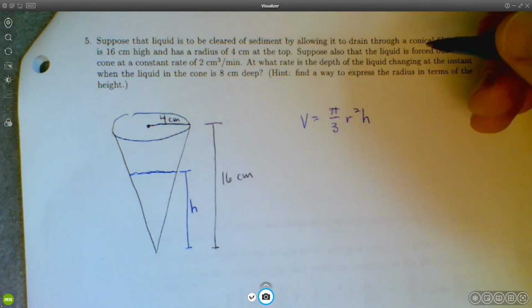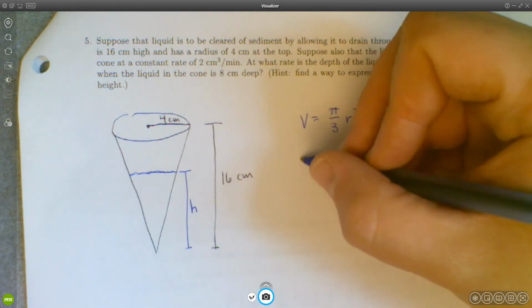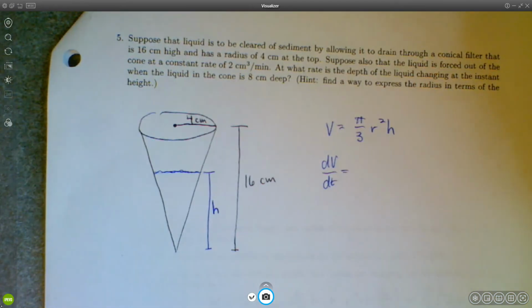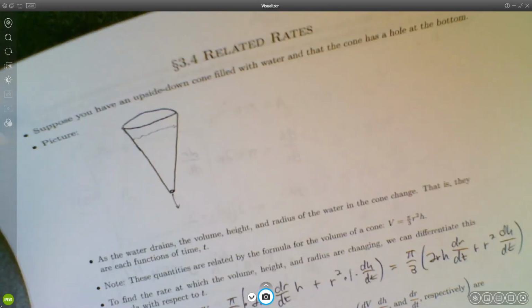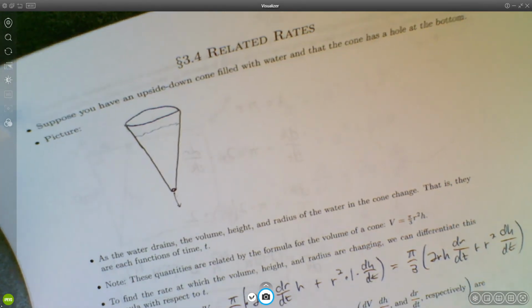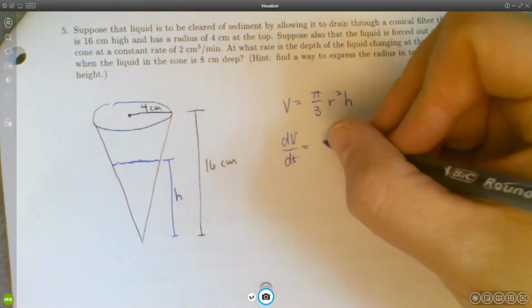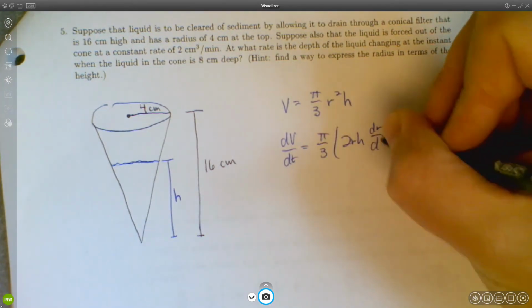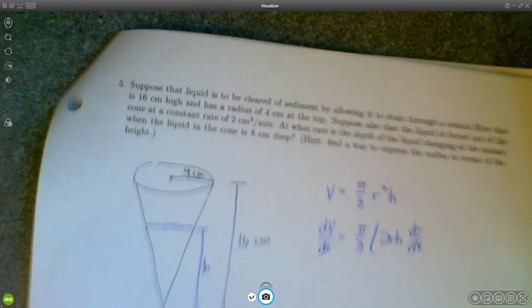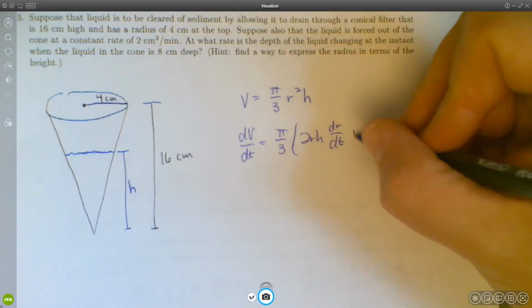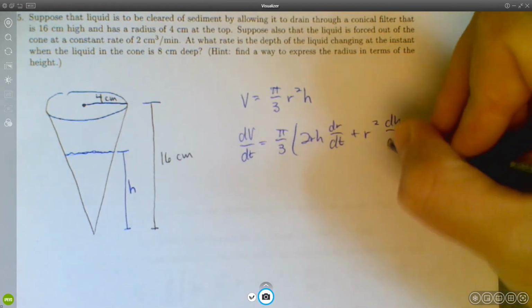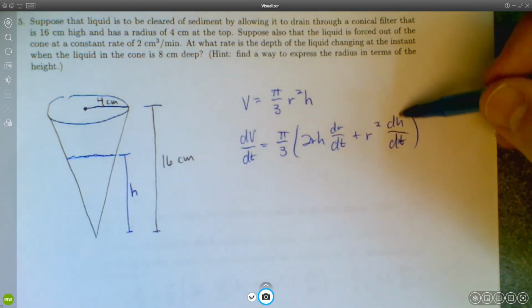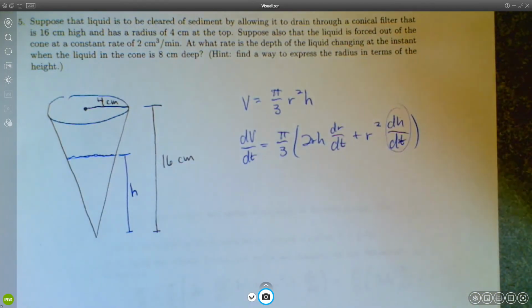But as we saw on the first page, if I differentiate this with respect to t, what do we get? What did we get on the first page? We got pi over 3 times 2rh dr/dt plus r squared dh/dt. And we want to find dh/dt. So we have dh/dt, and that's good. But look at everything else that we need.